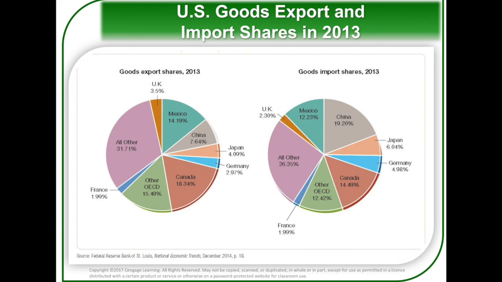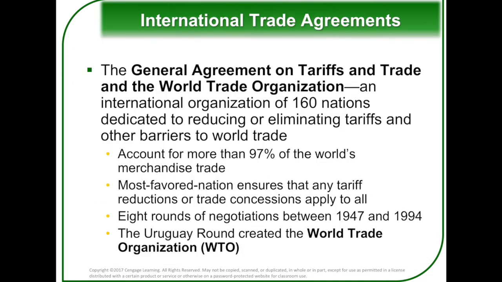You can see the same thing on these pie charts. It gives a really, probably easier picture to look at. On the left chart is the goods export shares in 2013. And again, it shows Canada being the largest. It shows all other 31.71, but that's a lot of countries. But the largest partner is still Canada. And then you have Mexico, and so on for exports. Imports, again, when you look at that pie chart, China is 19%, by far the largest share.